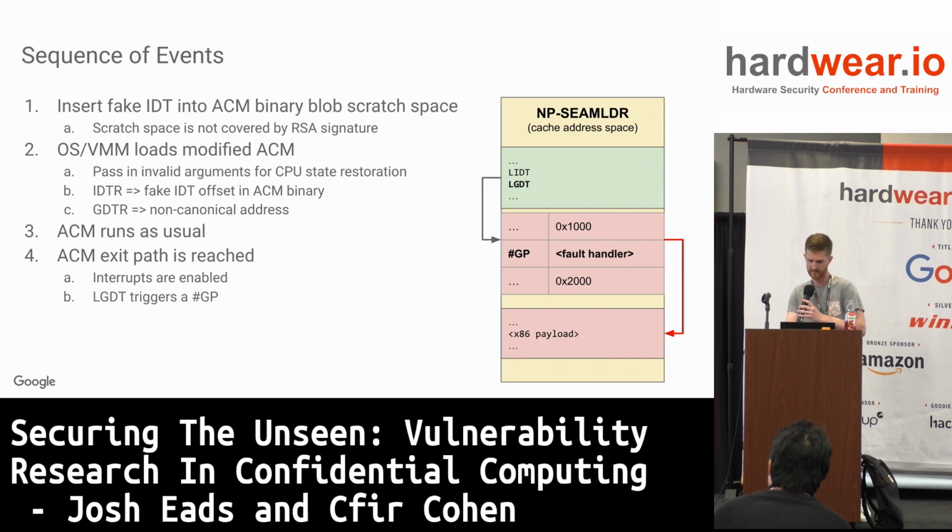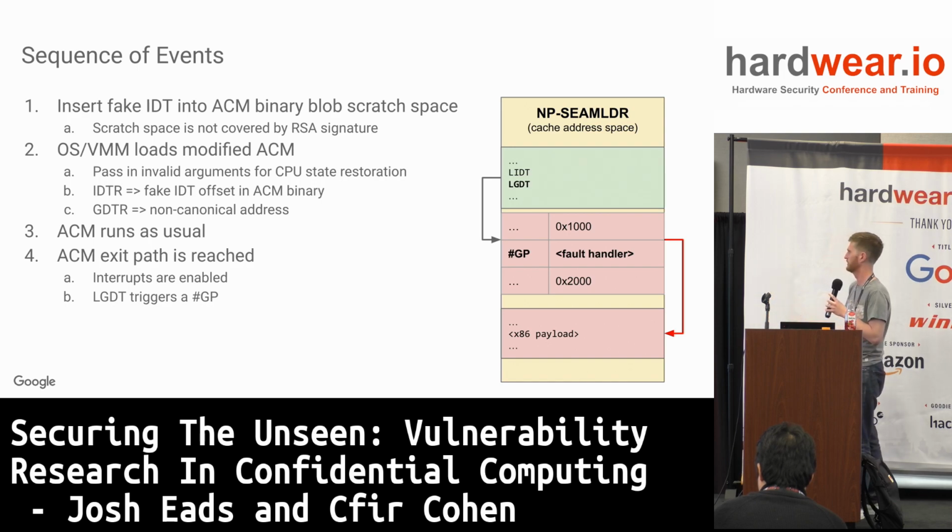So the one thing that I didn't have here is the trick to this. When you're running in ACM mode, I mentioned that this is all entirely in L2 cache, so the attacker doesn't have any memory access to it. And also the whole module is signed by Intel. There's an RSA signature that covers the whole thing. So it turns out that there is a scratch space that we found in the module that's used for RSA intermediate computations, but they don't use the whole space. And so we were able to load our fake IDT into that and then have the ACM be loaded. The signature validates, and it still triggers on the exit path.